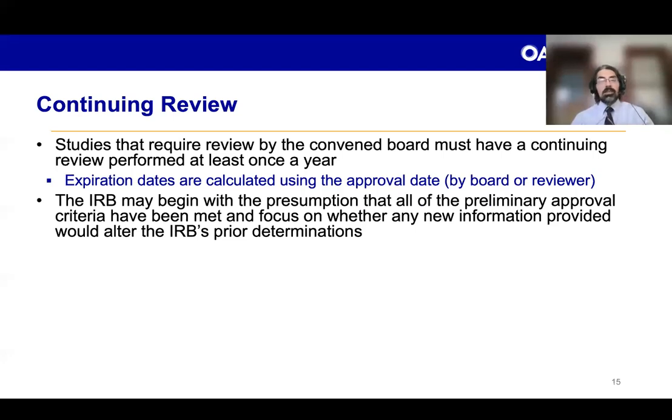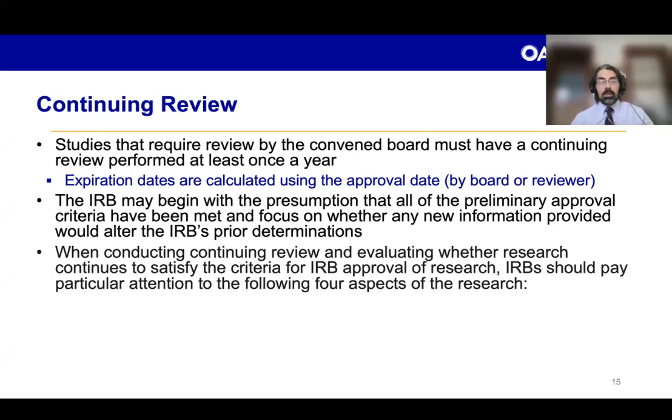So that is, there's no need to review the unchanged material to make sure that it still meets the 111 and the 116 requirements. The IRB is looking to make sure that the information provided is consistent with the previously approved protocol. So if there are any discrepancies, you can ask the researchers to resolve those. So this enables the IRB to then focus on new information provided by the researcher or otherwise that would alter any of the IRB's prior determinations.